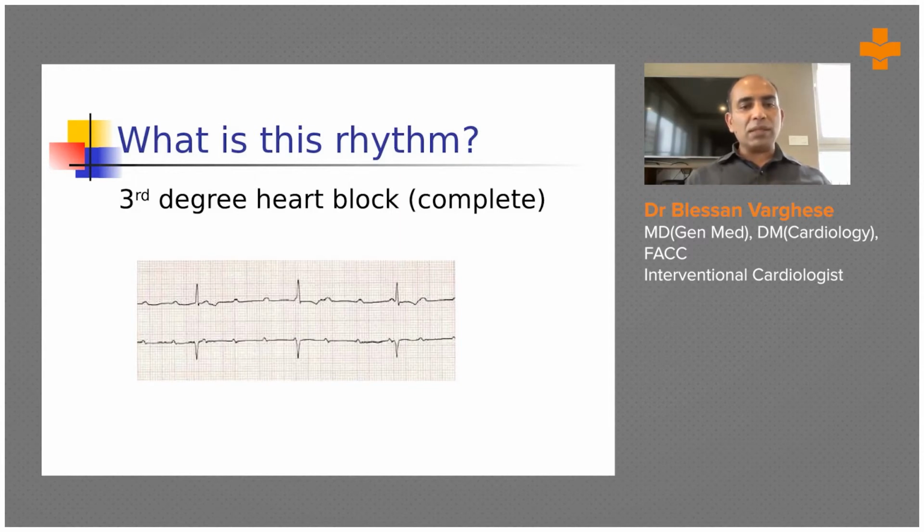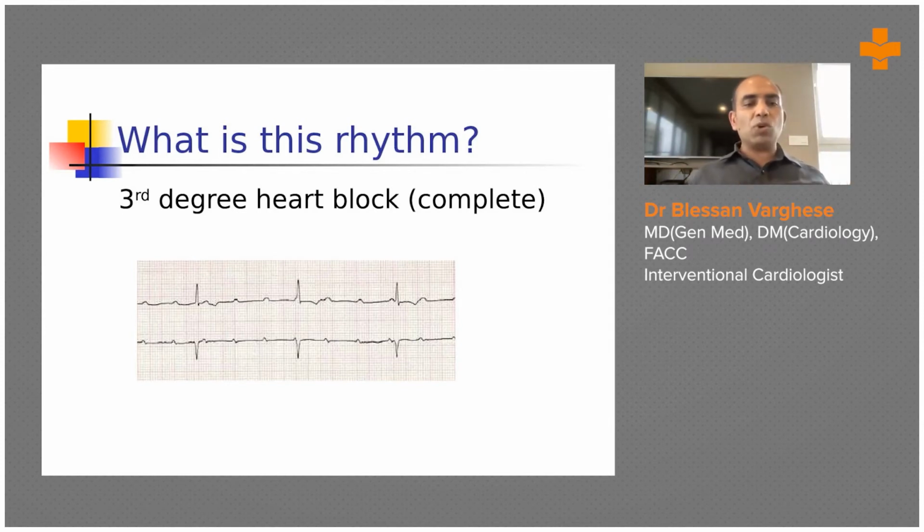Now this rhythm is the third degree or complete heart block. You can see that there are many P waves in the ECG, but there are only 3 QRS complexes. That means there is no relation between the P waves and the QRS complexes. So there is a complete dissociation.